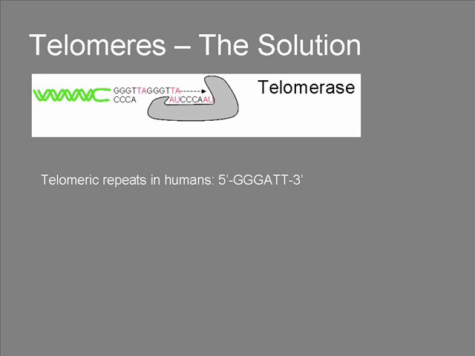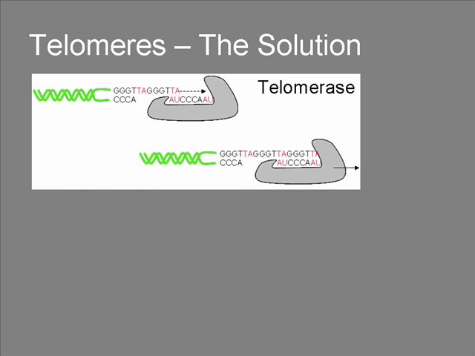This enzyme consists of a protein part, here in gray, and an RNA part, the nucleotides with the sequence AAUCCC within the protein, which is complementary to the sequence of the telomeric repeats. Telomerase has reverse transcriptase activity. It can synthesize DNA by using its RNA as a template.